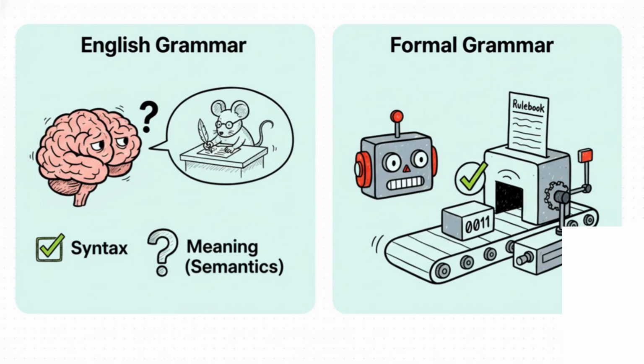The grammar you and I use for English cares about structure and meaning. The sentence, "The mouse wrote a poem," has perfect grammar, perfect structure, but it doesn't really make any sense. Computer grammars, they don't care about meaning at all. It's all about following the rules of the structure. A string like 0011 is either right or wrong based only on the recipe.